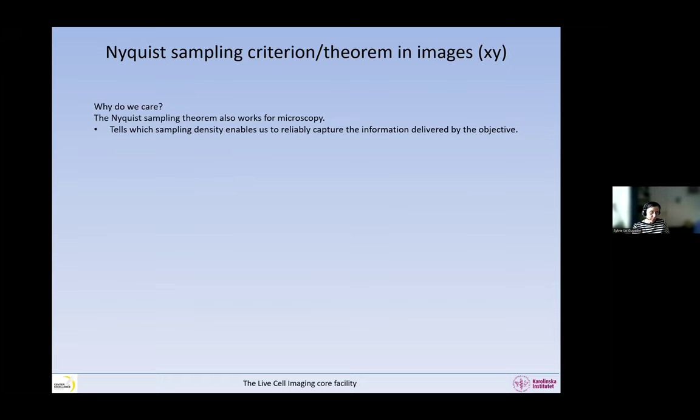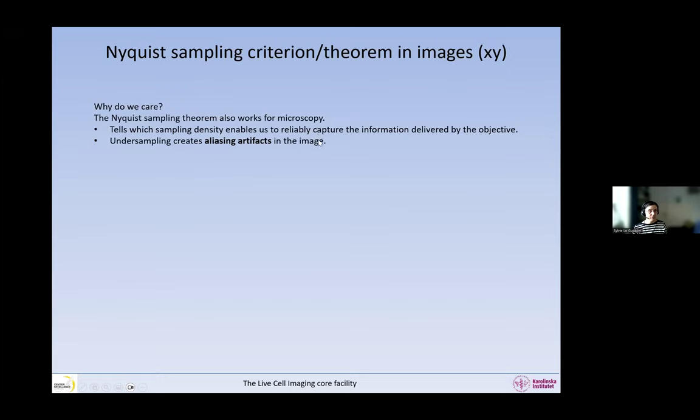Point spread function is only one fluorophore, but we have tons of fluorophores. We have a very complex optical image. How often do we need to sample it to be able to reliably capture this information? If we undersample, which means that we don't have enough points, then we create aliasing artifacts in the image, and we're going to talk about this.